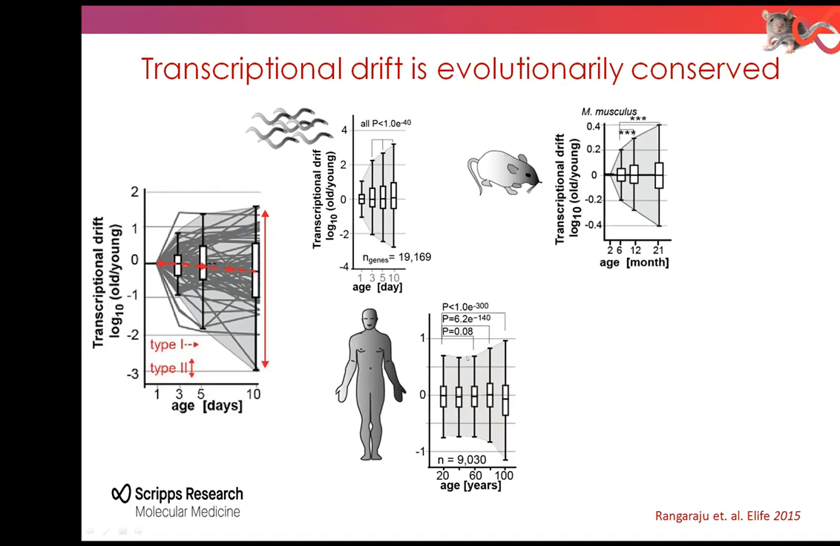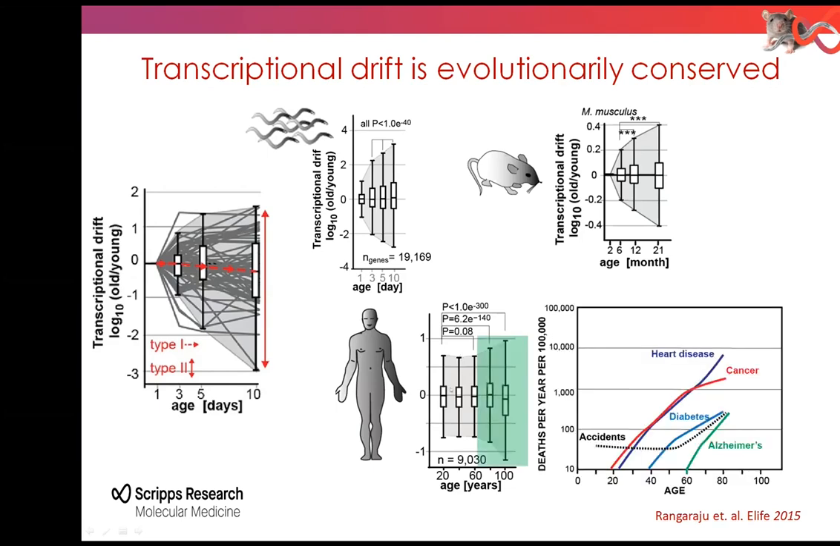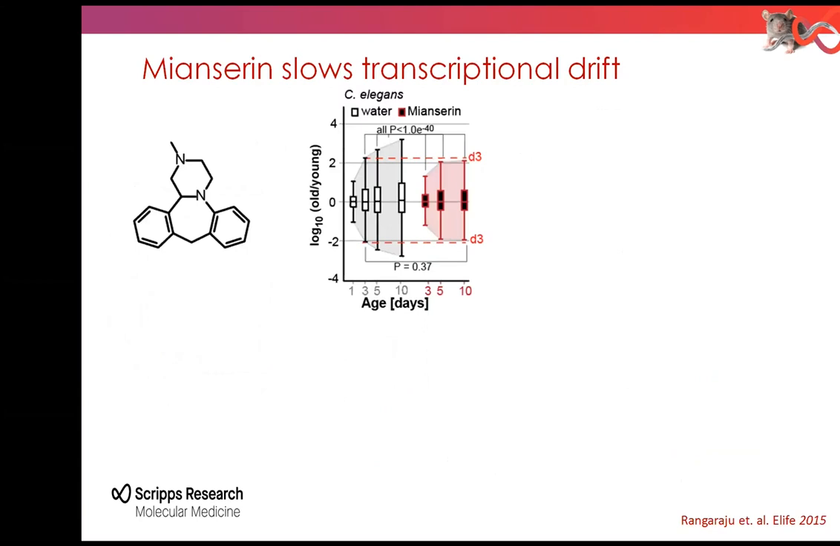You can see for the first 60 years, not much is going on in the human brain, at least in terms of aging. And then at the age of about 60, right when cognitive problems start to set in, transcriptional drift starts to take off. But the most important argument we have that this is not a functional change, but actually deterioration, is that when we treat the animals with Mianserin, the drift is attenuated, which is shown here.